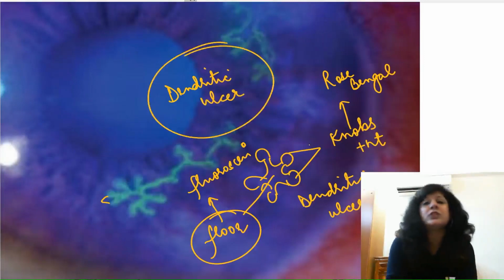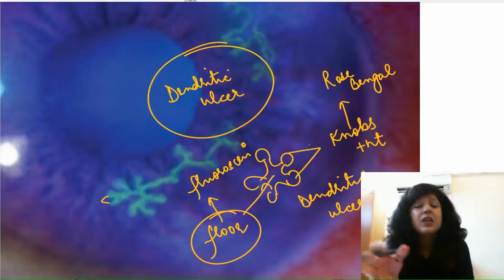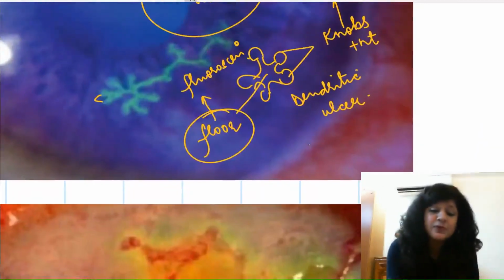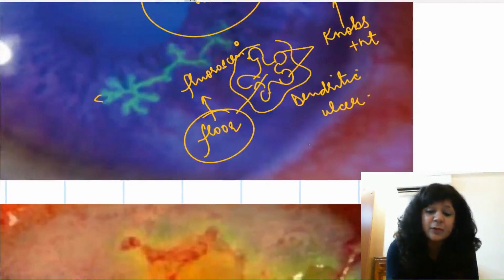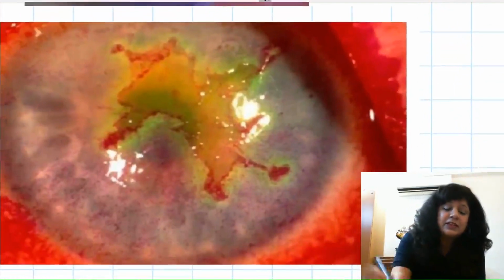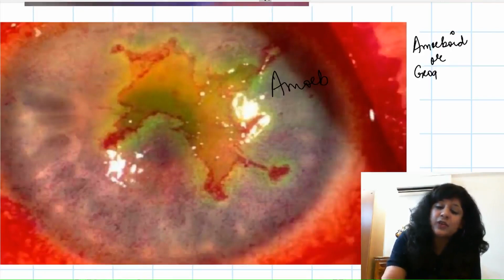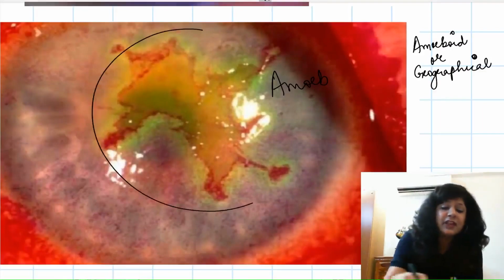Again, a very important question, and here steroids are contraindicated. You have to give 3% acyclovir eye ointment. Steroids are contraindicated because if you give the steroids, what will happen? All these knobs will coalesce and a larger ulcer will be formed. So this larger ulcer which is formed, it is something like this. This is called as the amoeboid ulcer, or it is also called as the geographical ulcer. The amoeboid ulcer or the geographical ulcer, like this, a larger ulcer is formed.